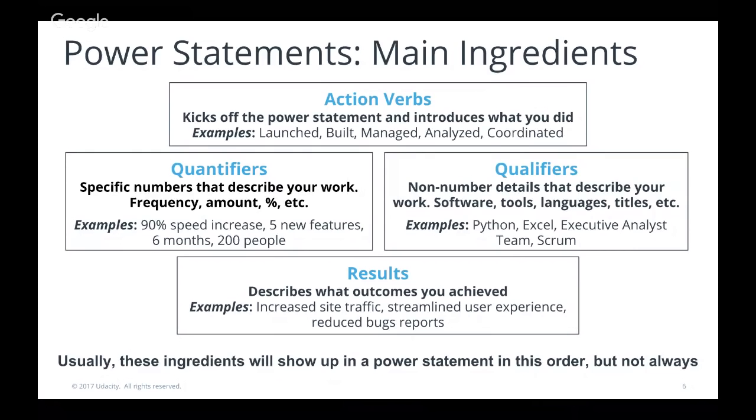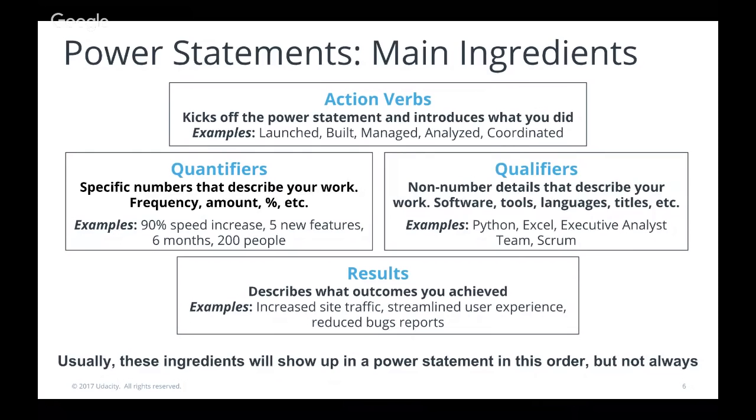Quantifiers and qualifiers are similar. They describe what you did. Quantifiers, as the name would indicate, are numbers. So it's frequency, amount, dollars, percentages, things like that, that add a number value to the work that you did. Qualifiers are pretty much everything else, non-number details. So these can be things like processes, software, tools, titles, etc. And these describe how you did your job in a non-quantified way.